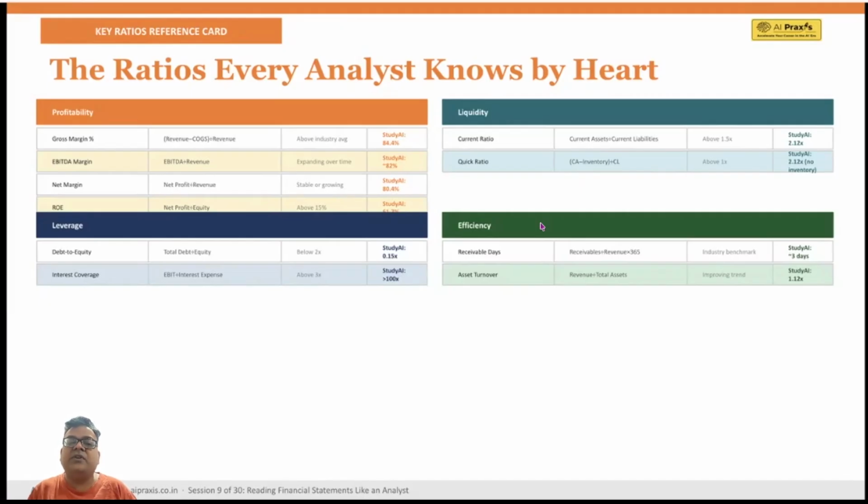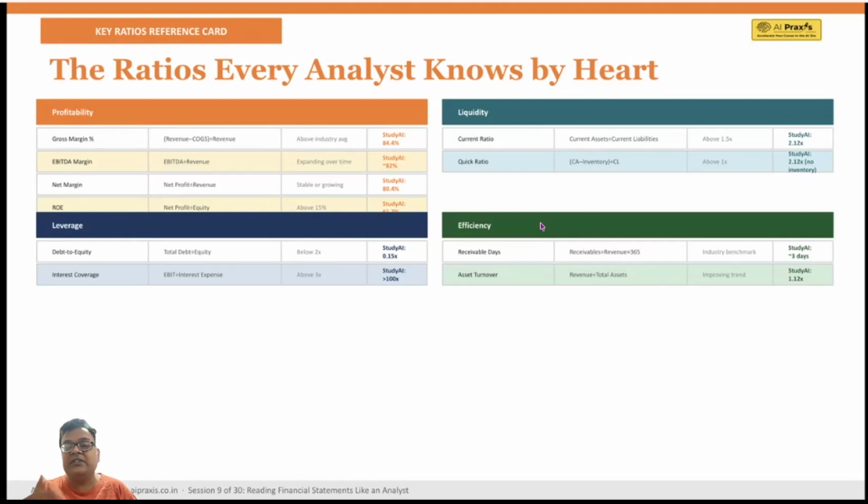And you want this to be above industry standard. In case of study A, we saw it's 84.4%. Look at the EBITDA margin, so EBITDA divided by revenue. Ideally, this should expand over time, showing improving efficiency. Net margin is net profit divided by revenue, right? So you want it to be stable or growing. In case of study A, it's 80.4%, which is exceptional.